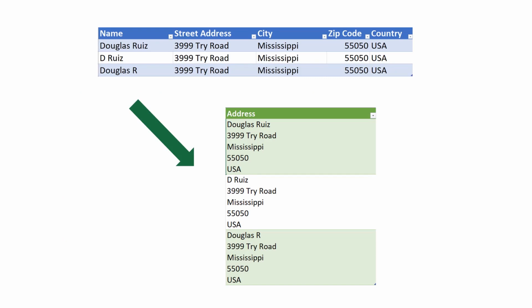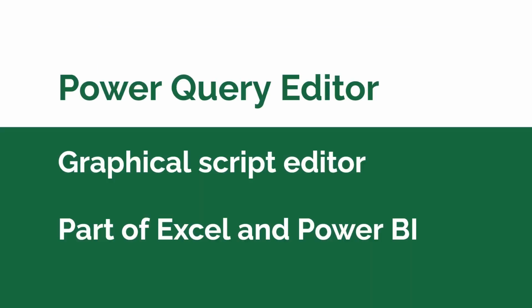Here's another simple example of what you can do in Power Query. You can take a bunch of columns and you can combine them into one column. For example, for making an address label.